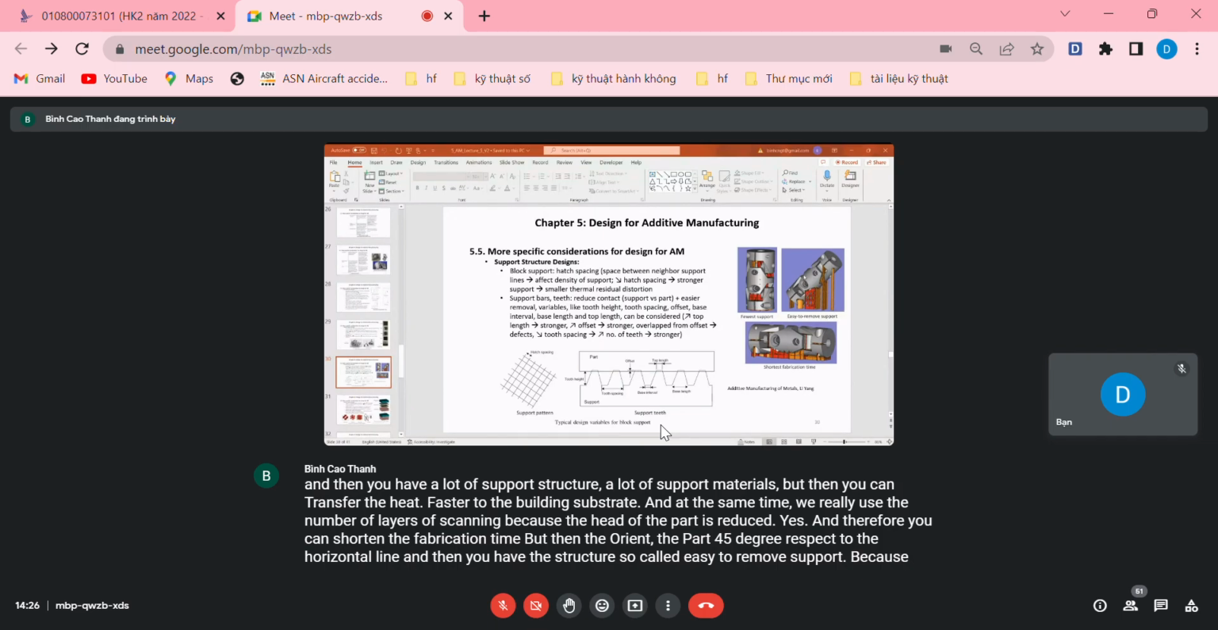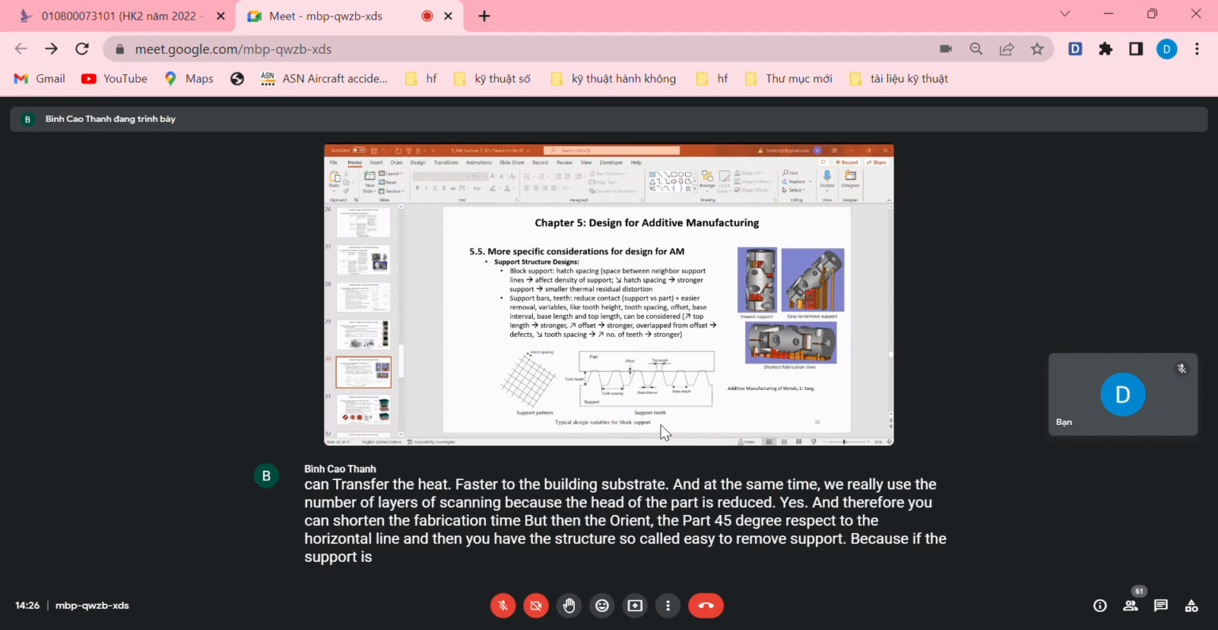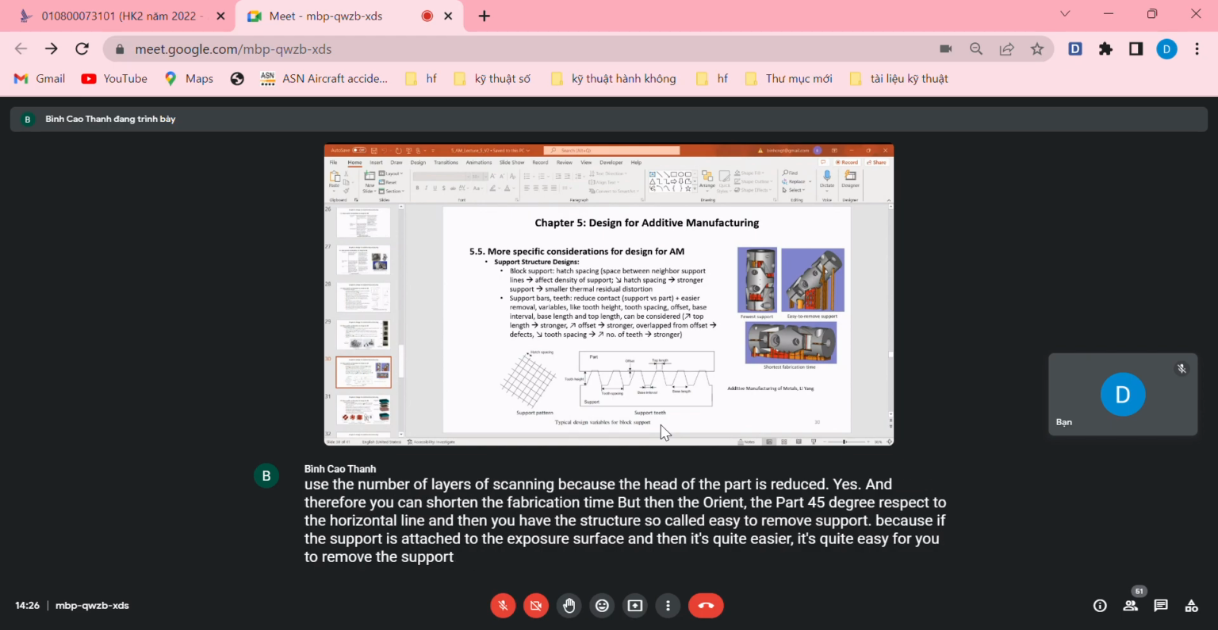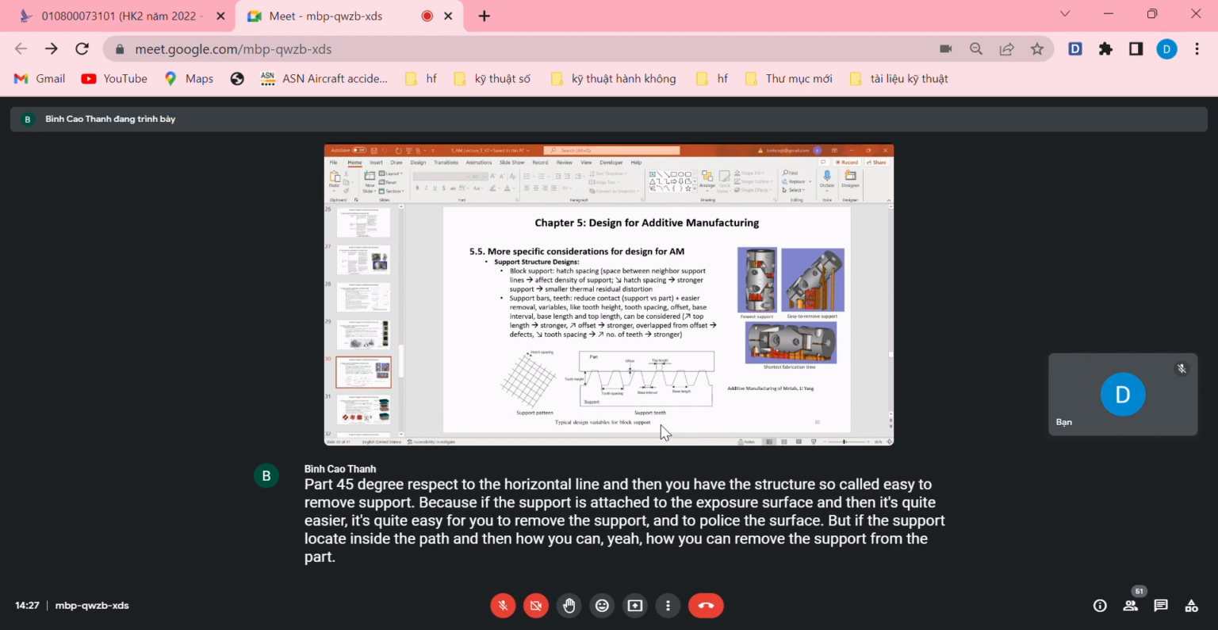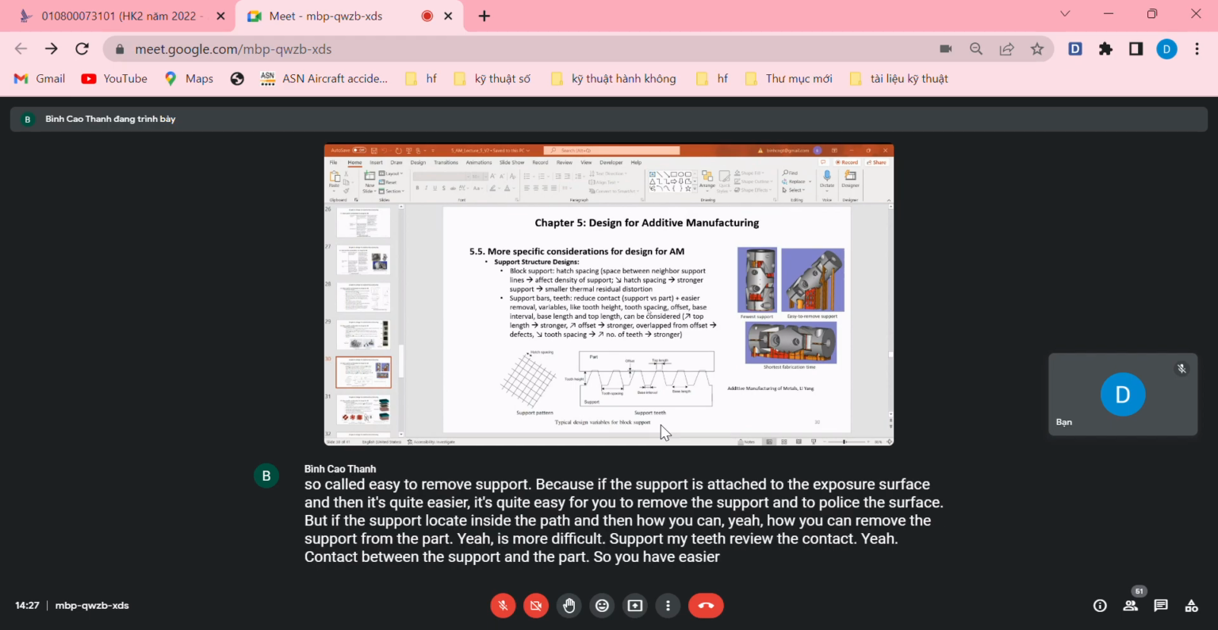Because if the support is attached to the exposed surface, it's quite easy for you to remove the support and to polish the surface. But if the support is located inside the part, how can you remove the support from the part? It is more difficult. Support with teeth reduces the contact between the support and the part, so you have easier removal.